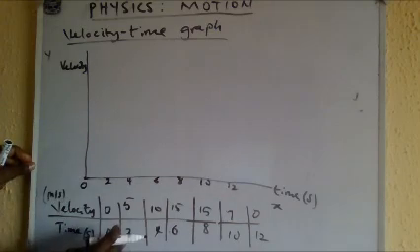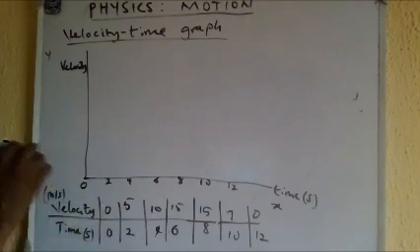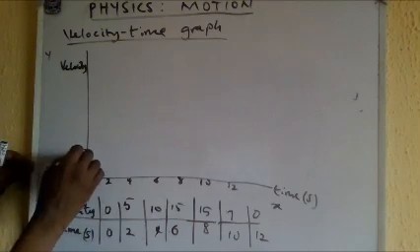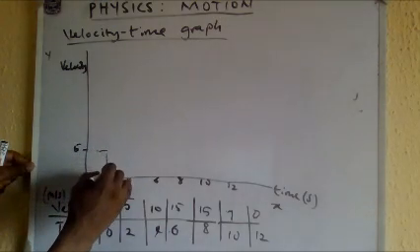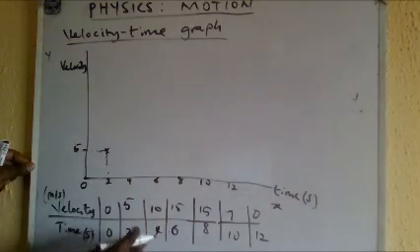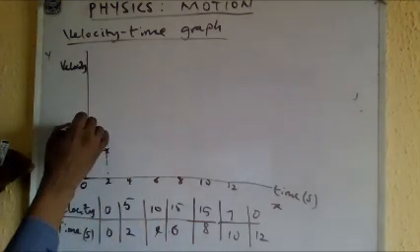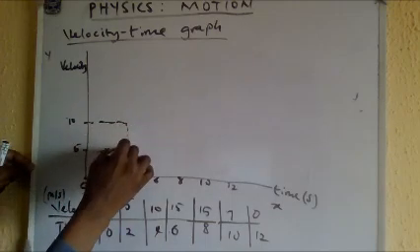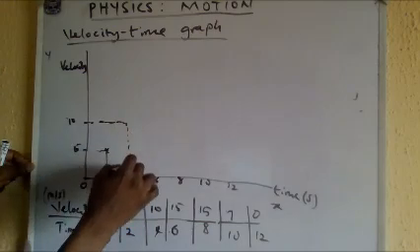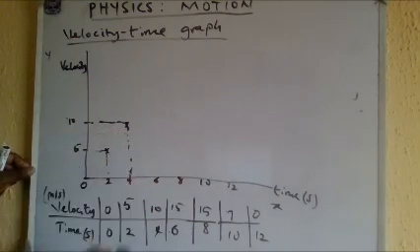When it was 2 on time, it was 5 on velocity. So let me put 5 here and let me just plot it like this. When it was 4, it was 10. So let me put 10 here. And this is how you plot a graph for those of us who are doing practicals. Know how to plot a graph very well.